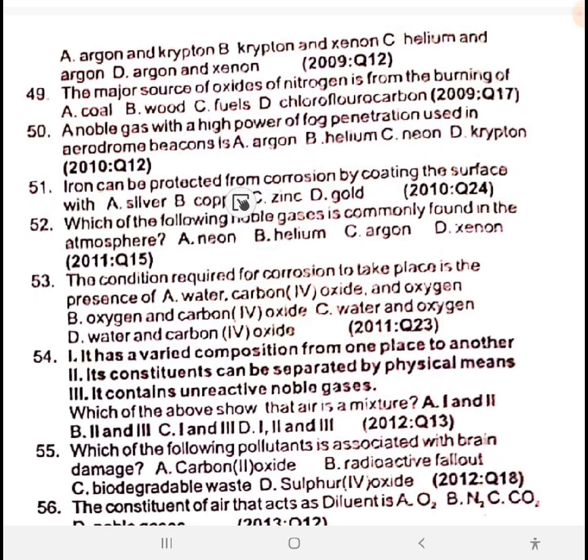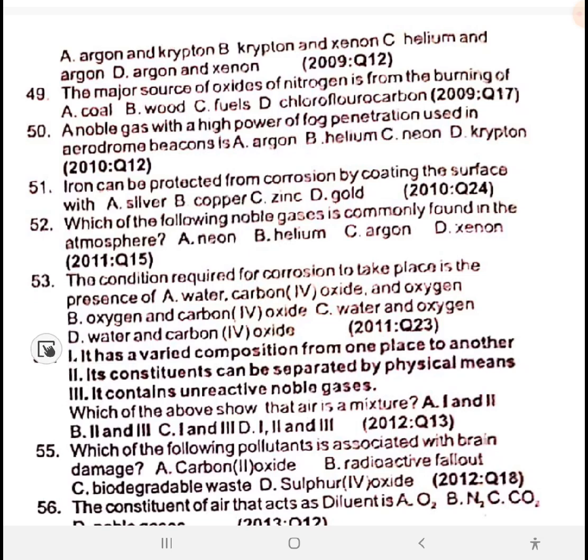Neon. 51. Iron can best be protected from corrosion by coating the surface with. The best way, you coat the surface with zinc, or you can paint it, right? Ways to prevent rusting: by coating the surface, also called galvanizing. Next, by painting. Next, by using grease or oil. Next, by coating with enamel. So galvanizing with zinc, or electroplating with copper, tin, or chromium. Silver or gold also could be used to coat it.